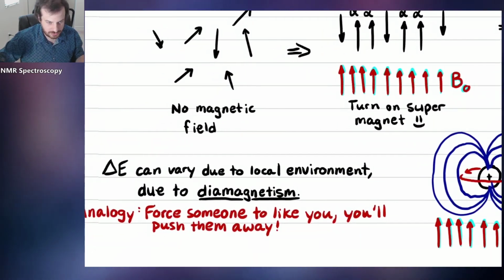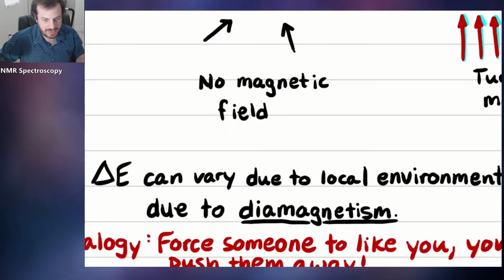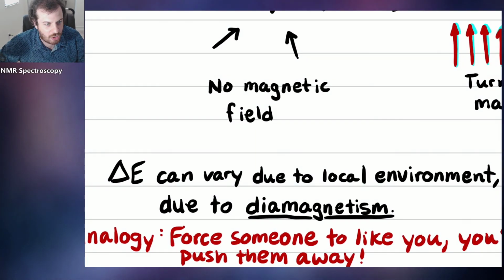Let me go over here. You may think, well, what information can we possibly get? All the protons are the same subatomic particle. Protons are protons. It doesn't matter if it's a proton in carbon versus a proton in hydrogen. All protons are protons. So isn't the difference in energy going to be the same for every proton? So what information are we going to get? Well, it turns out there's a very cool property called diamagnetism. And the delta E is not the same for every proton. In fact, it can vary due to the local environment, due to this property of diamagnetism.